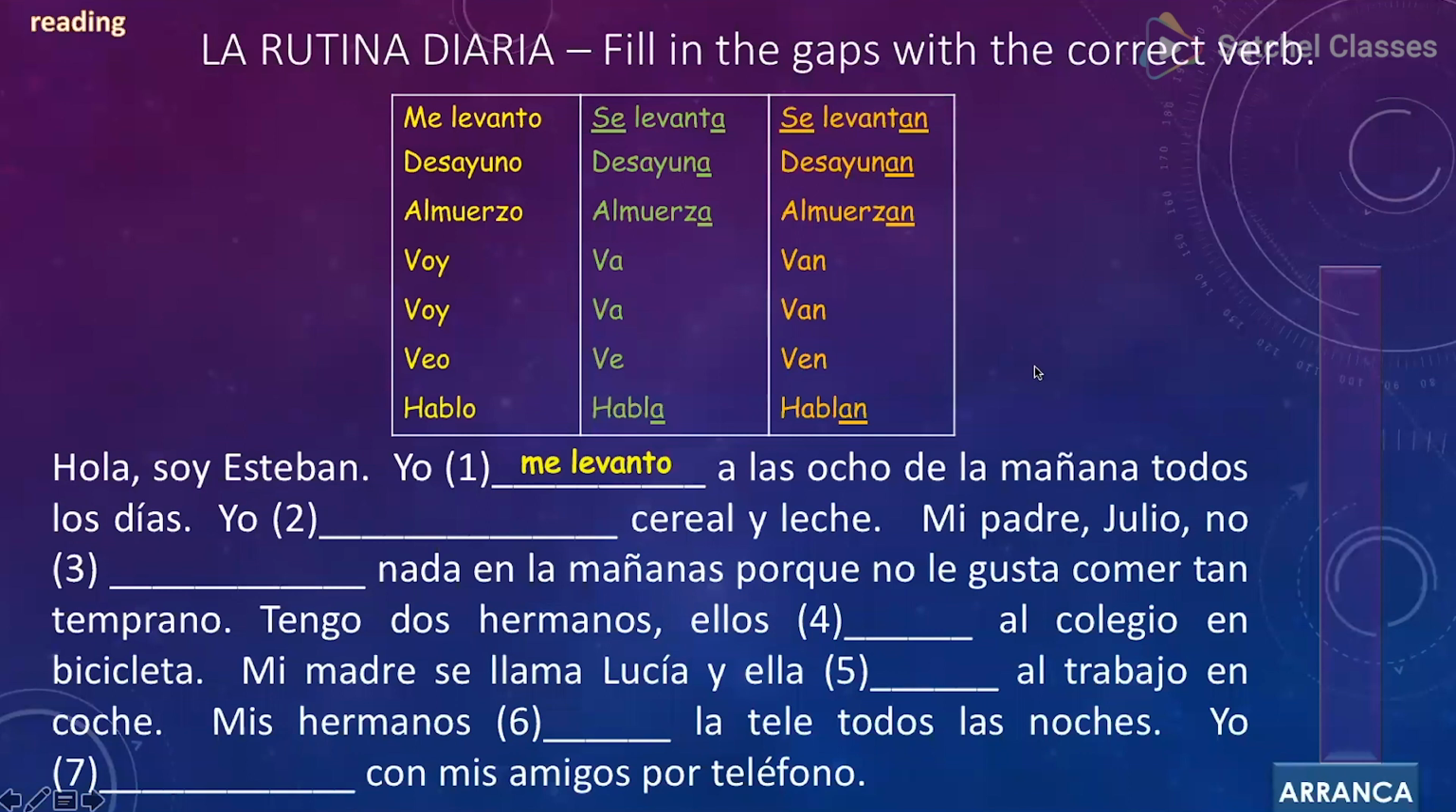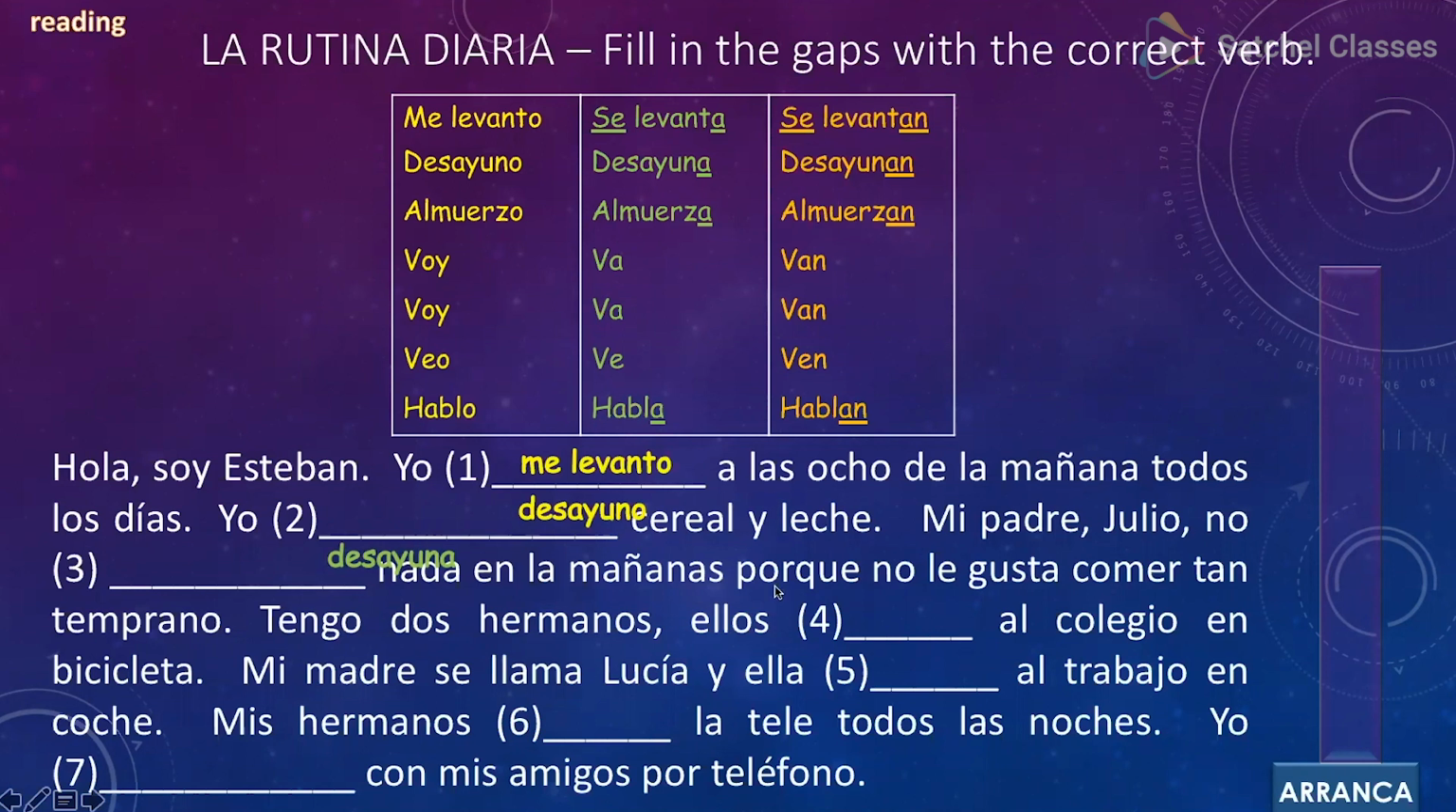Yo, cereal y leche. Once again, yo is myself, and we have food here. So what do we do with food in the morning? Well, we have for breakfast, desayuno. Then we have mi padre Julio no, nada en la mañana porque no le gusta comer tan temprano. So in this case, we're talking about somebody else and it's only one person. So it's going to be the green section. And of course, it's going to be something that he does in the mornings. And it says something about eating. So very likely it's going to be desayuna.